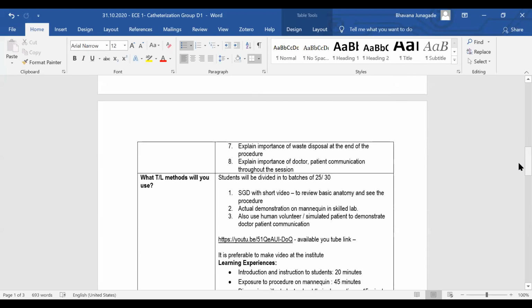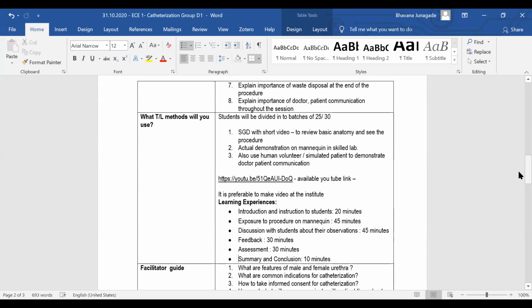So what are the teaching learning methods that will be used? For the entire process, the students will be, of course, divided into batches of 25 or 30. The TL methods will be small group discussion with a short video to review the basic anatomy as well as to see the procedure. Actual demonstration on a mannequin will follow in the skills lab. Then we can also use a human, either a volunteer or a simulated patient, to demonstrate the doctor-patient communication part. We have given the YouTube link here, but we prefer as a group that the institute should make their own videos, which will be helpful.